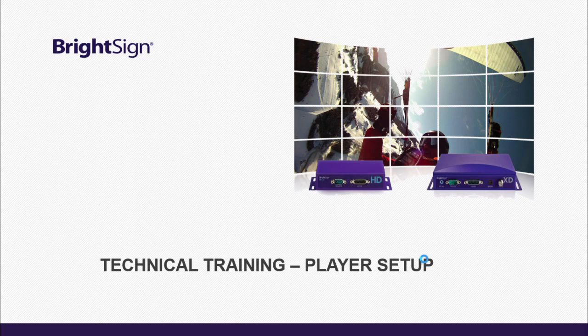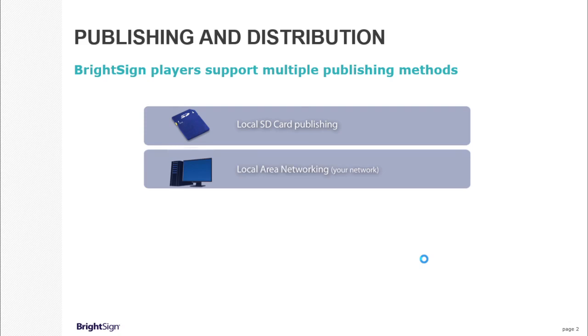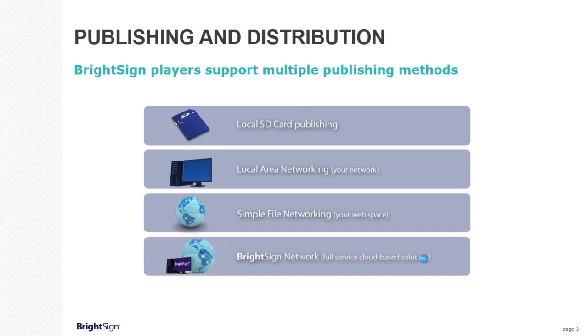There are several different ways that you can publish projects to BrightSign players. For example, we offer publishing via the direct old school sneakernet method, where you simply publish to a memory card and you put the memory card in the player and the player will run. We also support publishing over a local area network from our BrightAuthor software direct to the player. We support publishing via a web server. We call this method simple file networking. And we support publishing via our own service called the BrightSign Network.